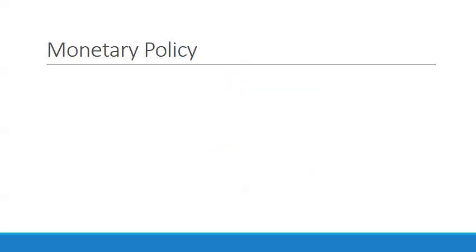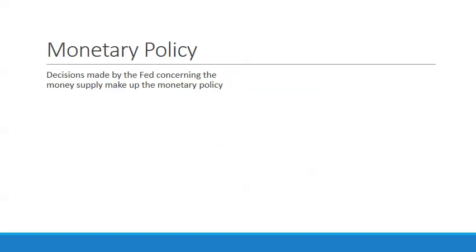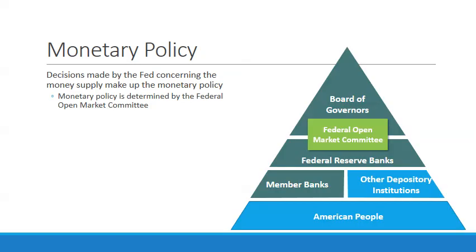Okay, let's look at monetary policy. Decisions made by the Fed concerning the money supply make up the monetary policy, and monetary policy is determined by the Federal Open Market Committee. Essentially, monetary policy is control of the money supply. How are we increasing or decreasing? Why are we doing that?